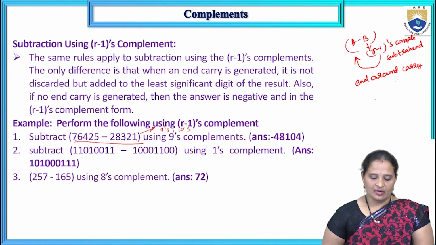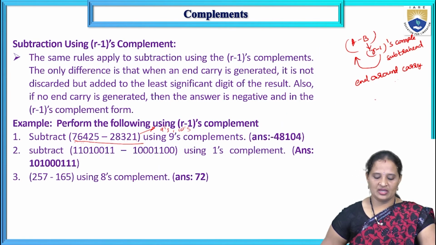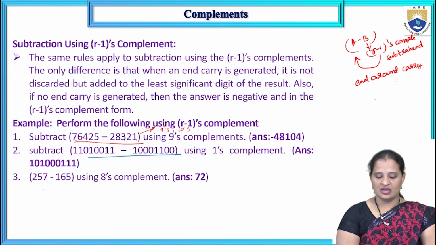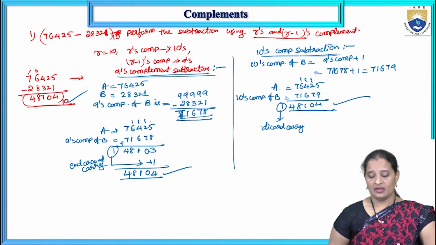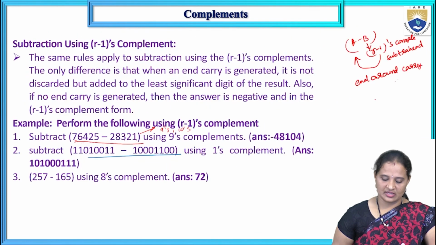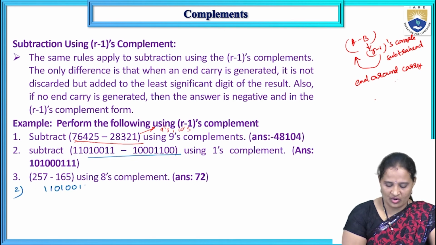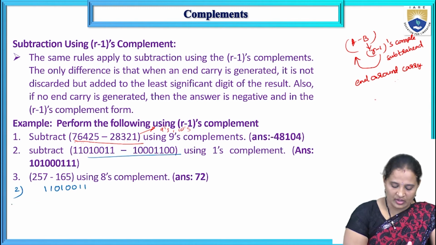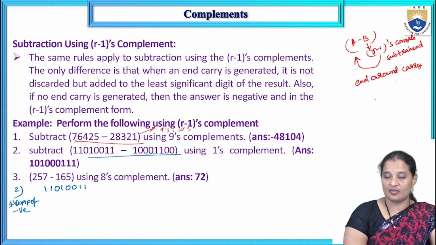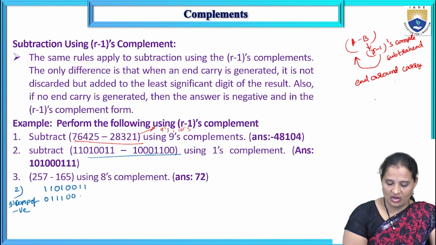Now let us take one more problem, that is subtraction of binary numbers using 1's complement. I'm taking the second one: 1 1 0 1 0 0 1 1. Now the 1's complement of the negative number. What is the negative number? 1 0 0 0 1 1 0 0. What is the 1's complement? 0 1 1 1 0 0 1 1. I'm just directly converting. Now add these.